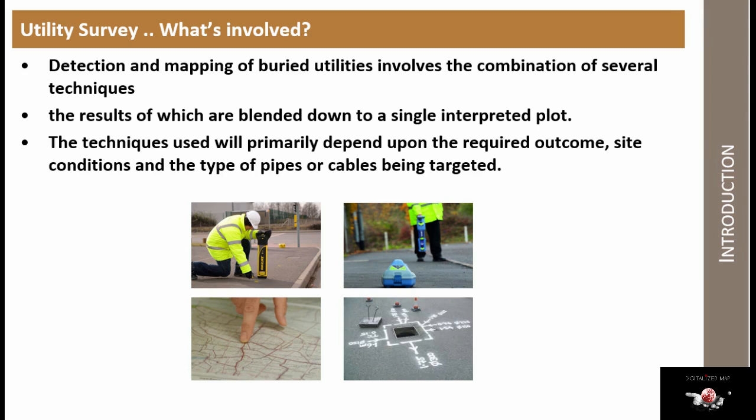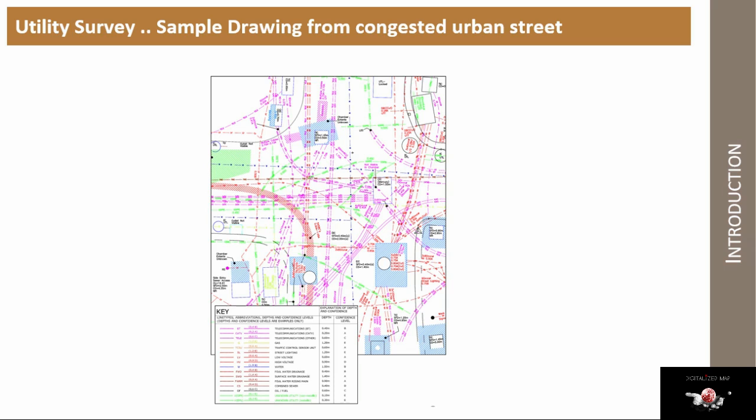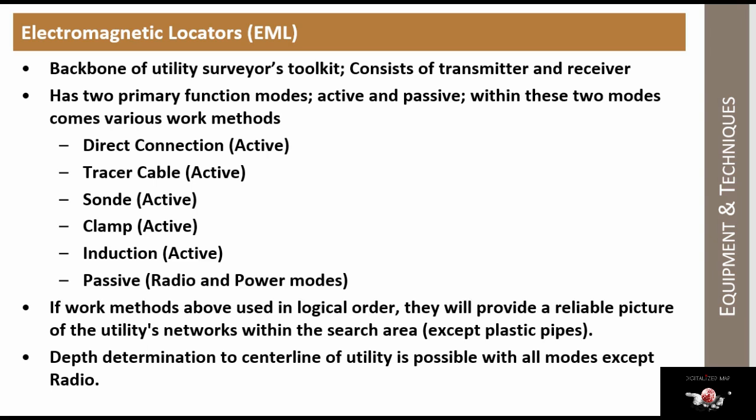Utility survey. What's involved? Detection and mapping of buried utilities involves the combination of several techniques, the results of which are blended down to a single interpreted plot. The techniques used will primarily depend upon the required outcome, site conditions, and the type of pipes or cables being targeted. Utility survey. Sample drawing from a congested urban street.